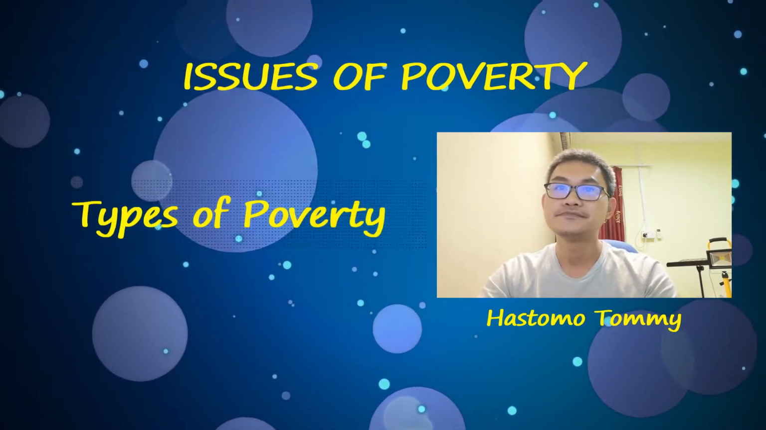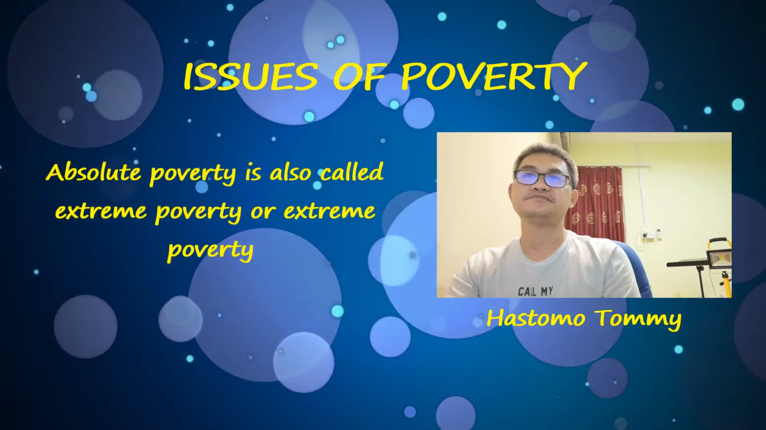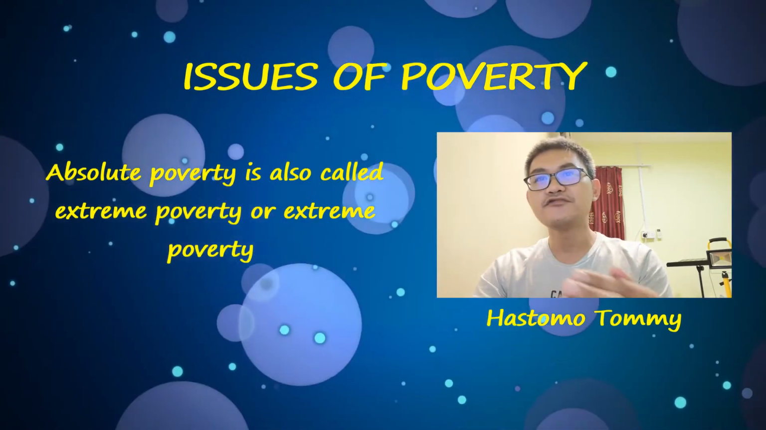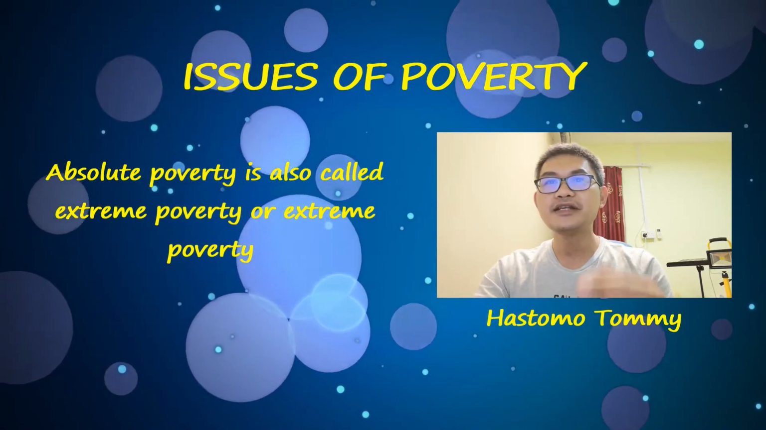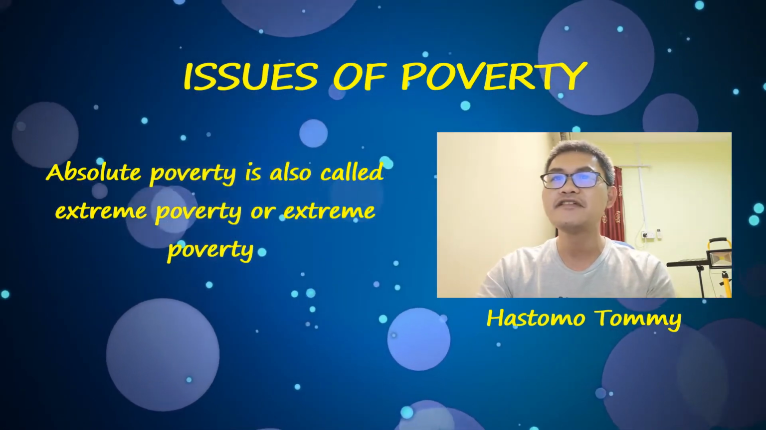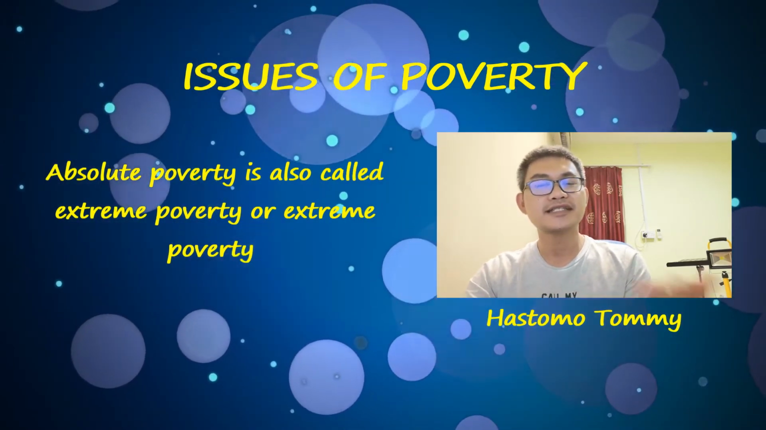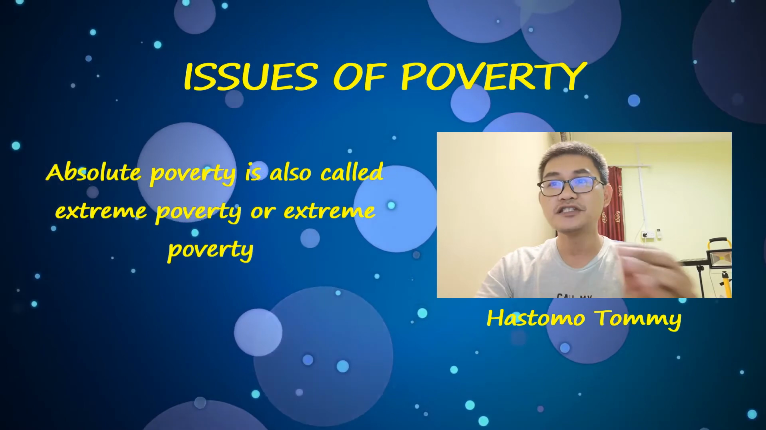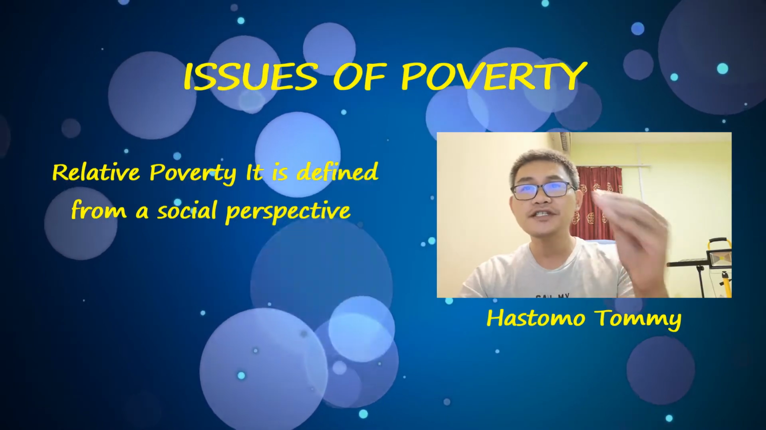Types of poverty. Absolute poverty is also called extreme poverty. It involves a shortage of basic food, drinking water, health, housing, education, and information. People living in extreme poverty often have difficulties, and many children die from preventable diseases such as malaria, cholera, and water-polluted related diseases. In developed countries, absolute poverty is usually rare, while relative poverty is defined from a social perspective.